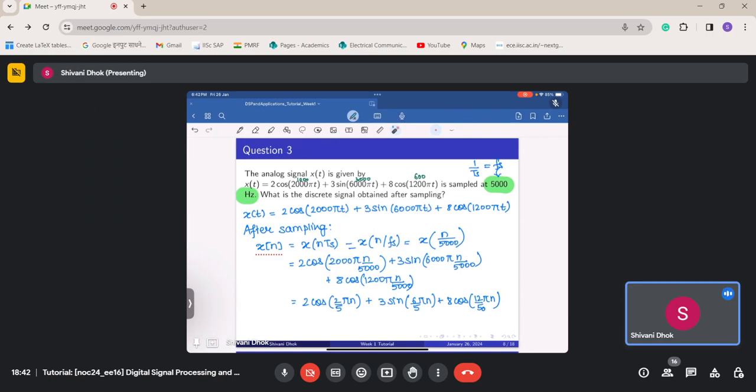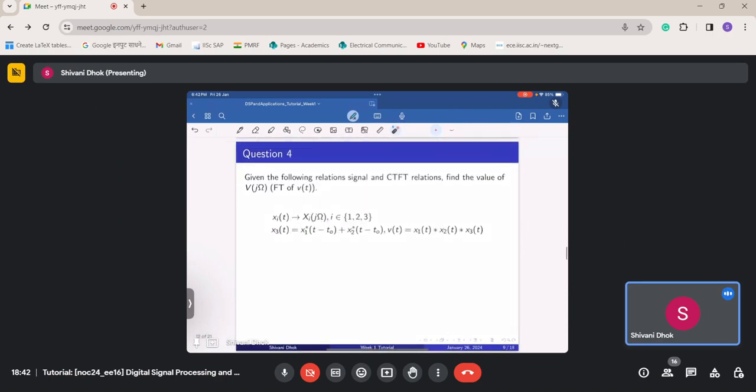Okay, if there are no questions, then let me move on to the next question that I have. So this is question 4, and it says that given the following signal and CTFT relations, find the value of V of j omega, which is the CTFT of v(t). So what is v(t)? v(t) is x1(t) convolved with x2(t) convolved with x3(t). This asterisk operation indicates convolution.